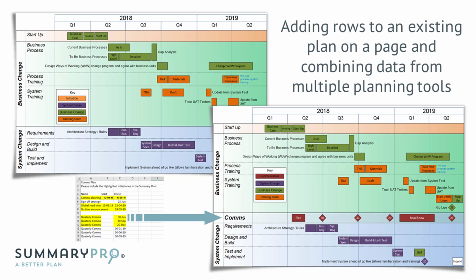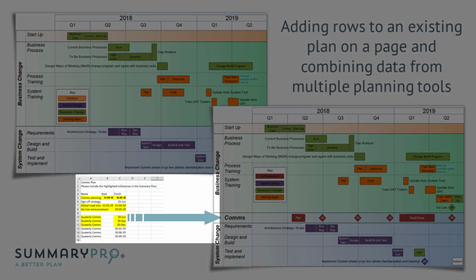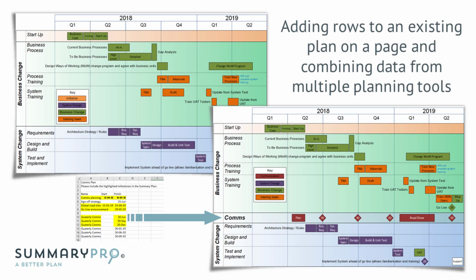In this tutorial, we will do two things: make space in the middle of an existing plan for some new rows, and combine data from two planning tools, in this case Microsoft Project and Excel, demonstrating the minimum data set required to produce a plan on a page. The scenario is that the communication team, who don't have Microsoft Project, need their dates to be included in the existing plan on a page report.